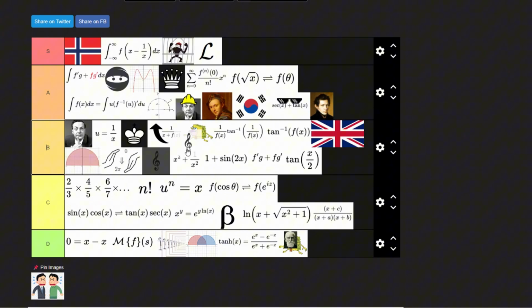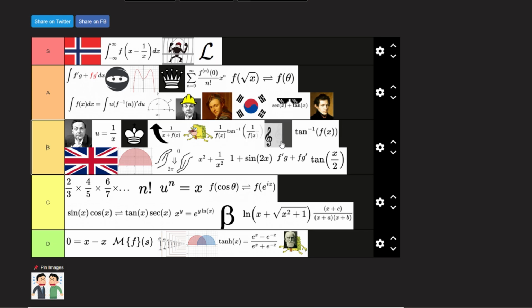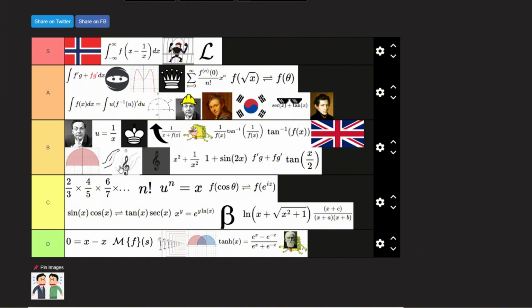It is satisfying, but it's not as satisfying as British Substitution, or these, Ahmed and Coxeter's. So I'm going to have to put it here with B tier. It's nice. It's very nice. It's very satisfying, but it's not as cool as one of these. Or maybe it's not as cool as British Substitution. British subbing is very cool.